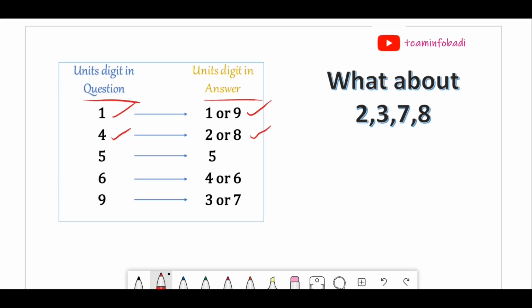If the last digit of the question is 5, the last digit of the answer will be only 5. If the last digit of the question is 6, the answer's last digit will be either 4 or 6. If the last digit of the question is 9, the answer's last digit will be either 3 or 7. What about the numbers 2, 3, 7, 8? Remember, a perfect square does not end with any of these numbers: 2, 3, 7 and 8. That's why please ignore these numbers.